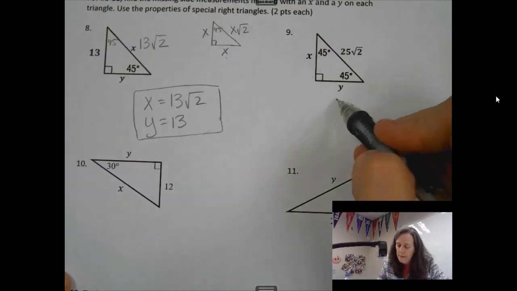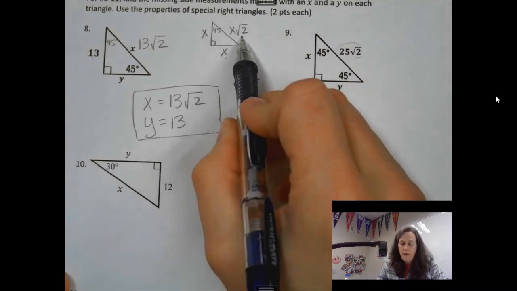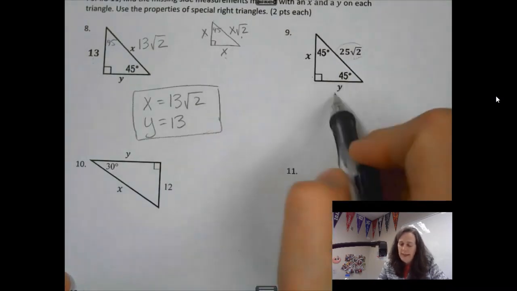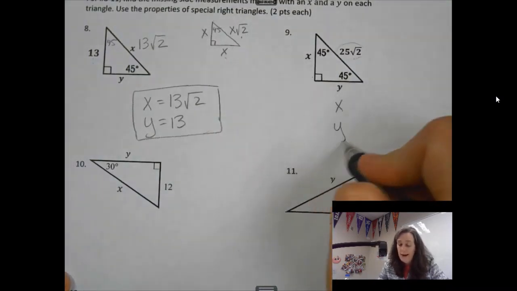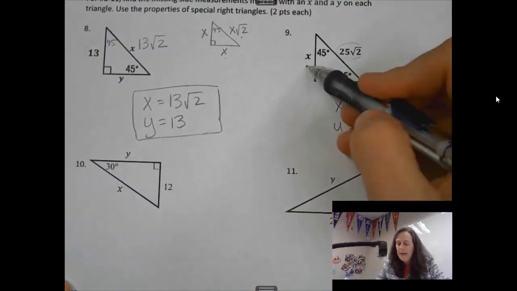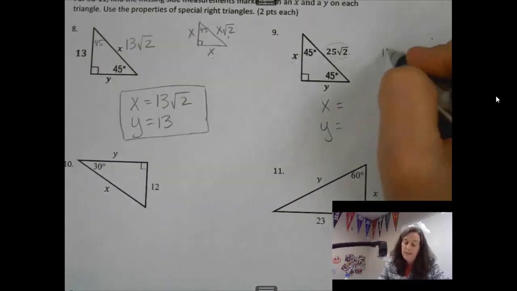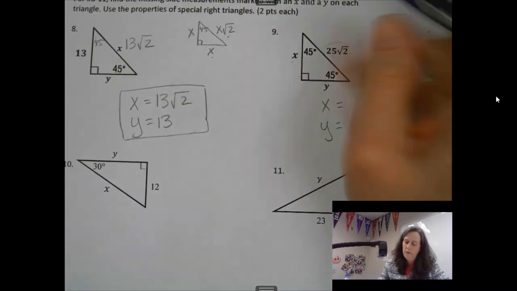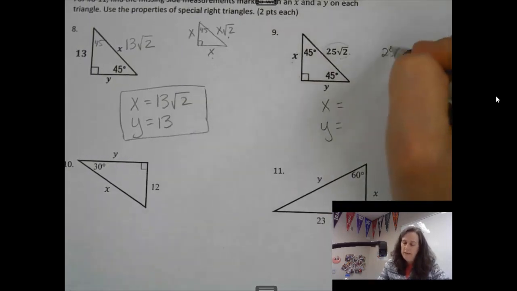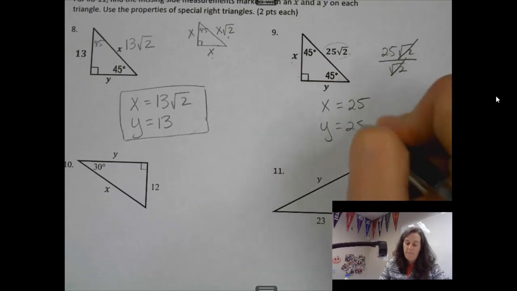Let's look at this one. So we've got 25 times the square root of 2 here. And then we need to figure out what the two legs are, x and y. And they'll be the same number. So since we multiplied this number by the square root of 2 to get the hypotenuse, we could divide 25 square root of 2 by the square root of 2, boom, boom, and we're just left with 25. And they have to be the same.